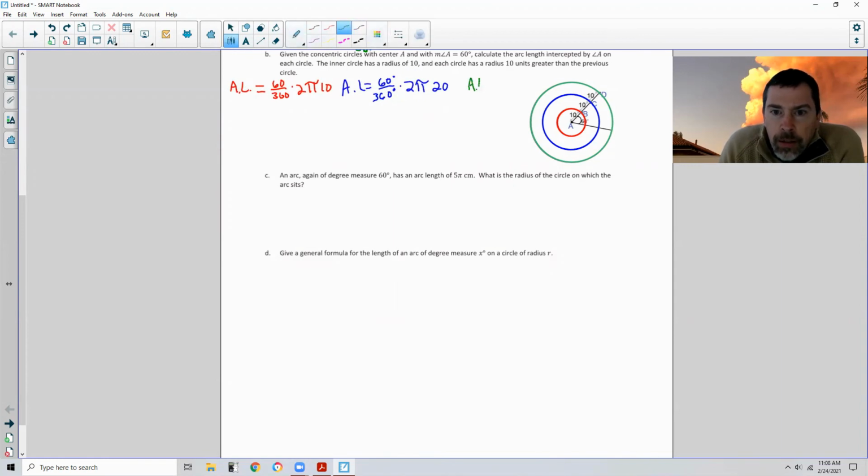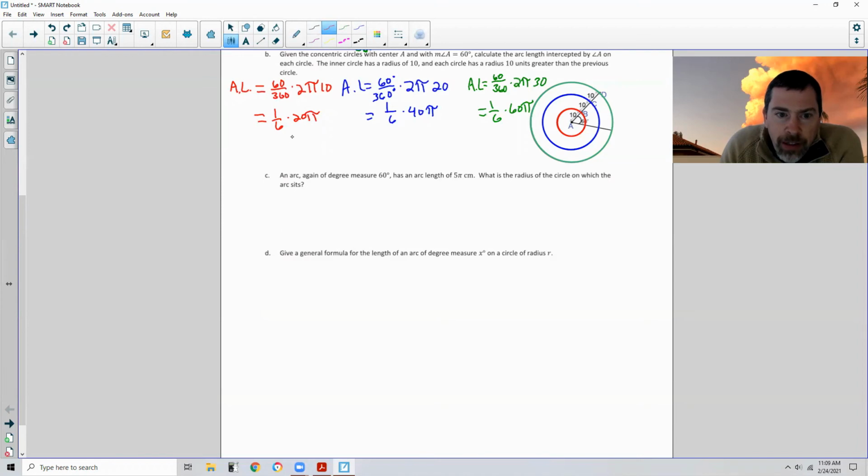Arc length equals 60 divided by 360 times 2 pi r, and now r is 10 plus 10 plus 10, which is 30. So the arc length of this is going to reduce to 1/6 times 20 pi. This one will reduce to 1/6 times 40 pi, and this one will simplify to 1/6 times 60 pi.